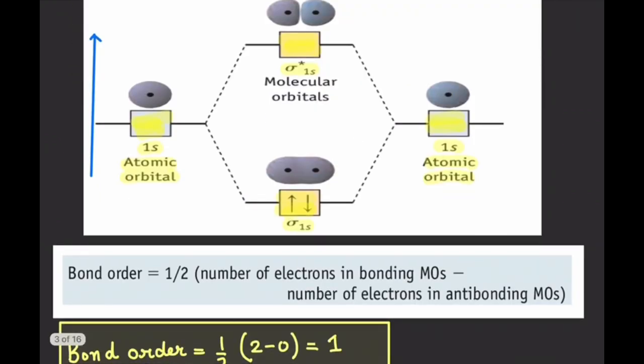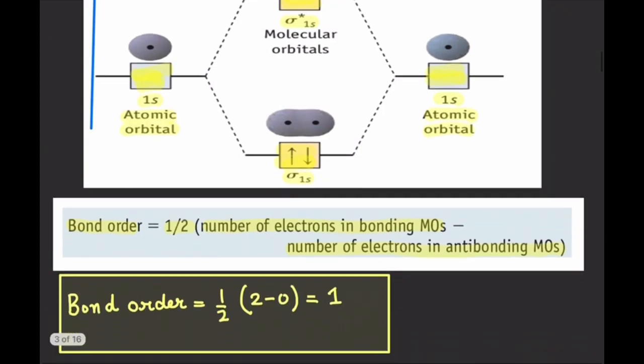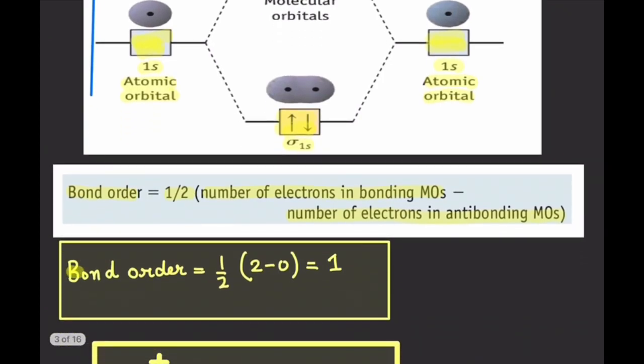From this diagram, we can calculate the bond order. Bond order is defined as half times the number of electrons in bonding molecular orbitals minus the number of electrons in anti-bonding molecular orbitals, and this bond order is very relevant. If the bond order is 1, we can say that 1 bond is there. If the bond order is 2, we can say 2 bonds are there, and if the bond order is 3, we can say that 3 bonds are there between 2 atoms. A higher bond order is directly proportional to bond energy, and bond order is inversely proportional to bond length. So we are going to study the bond order of this hydrogen molecule.